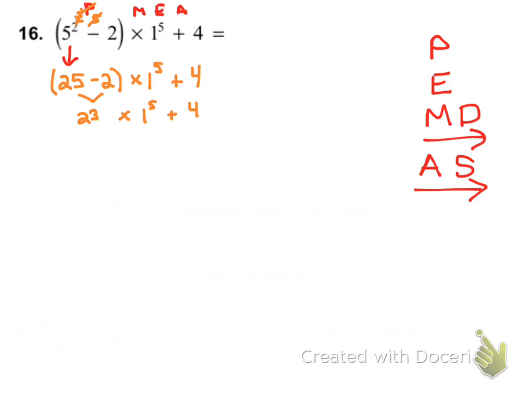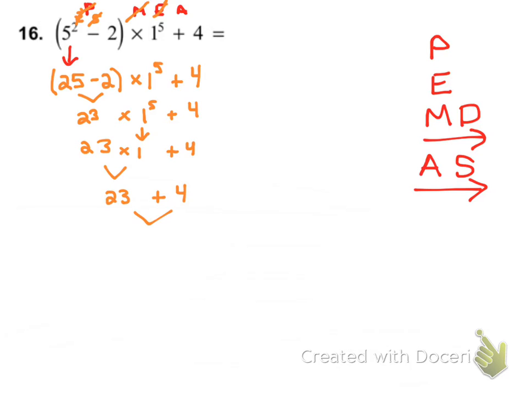We're left with multiplication, exponents, and addition. The next thing we should do would be exponents. So 1 to the 5th is just 1 times 1 times 1 times 1 times 1, which is 1. So I bring everything else down, 23 times 1 plus 4. We have multiplication and addition left. I'm going to do multiplication next. 23 times 1 is 23, so we're left with 23 plus 4.